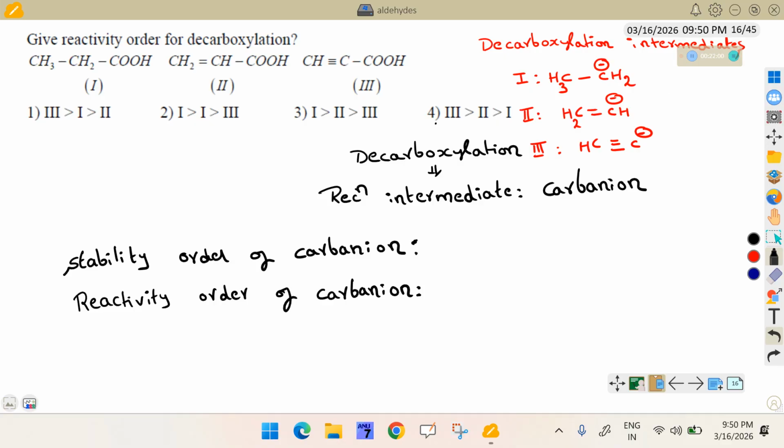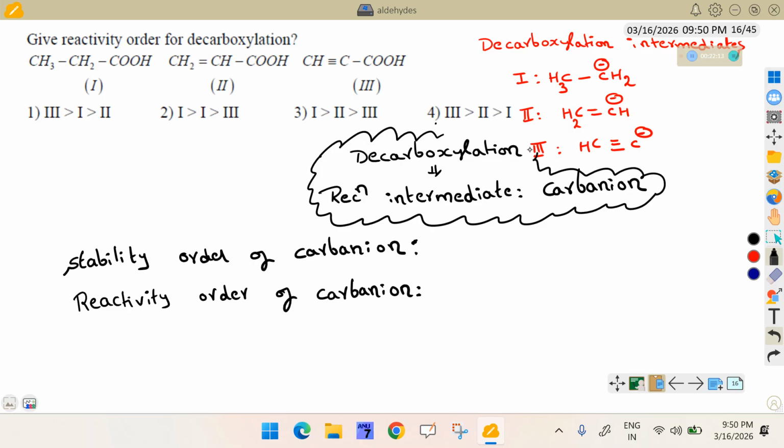See the next question. Give reactivity order of decarboxylation. In case of decarboxylation, the reaction intermediate is carbanion. The stability of carbanion is directly proportional to electron withdrawing group, inversely proportional to electron donating group. But here alkyl groups are present. Now you can check the reaction intermediate.